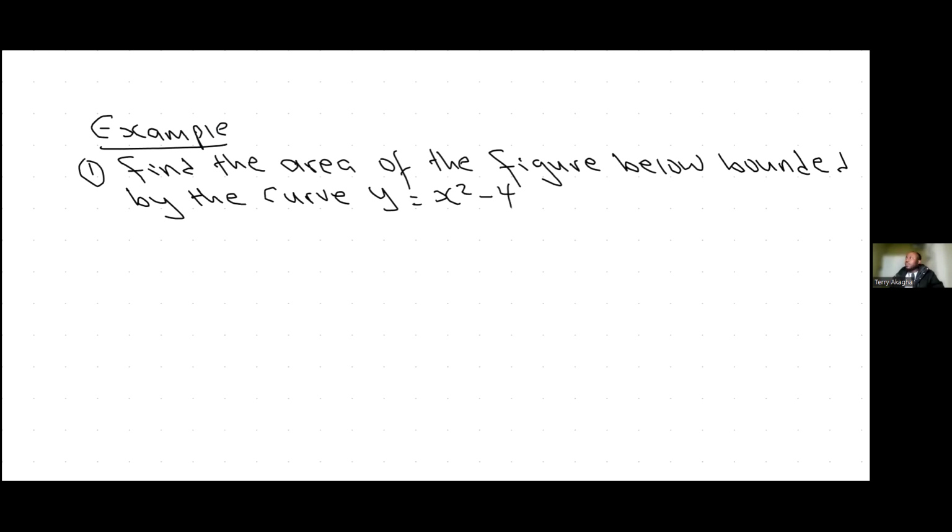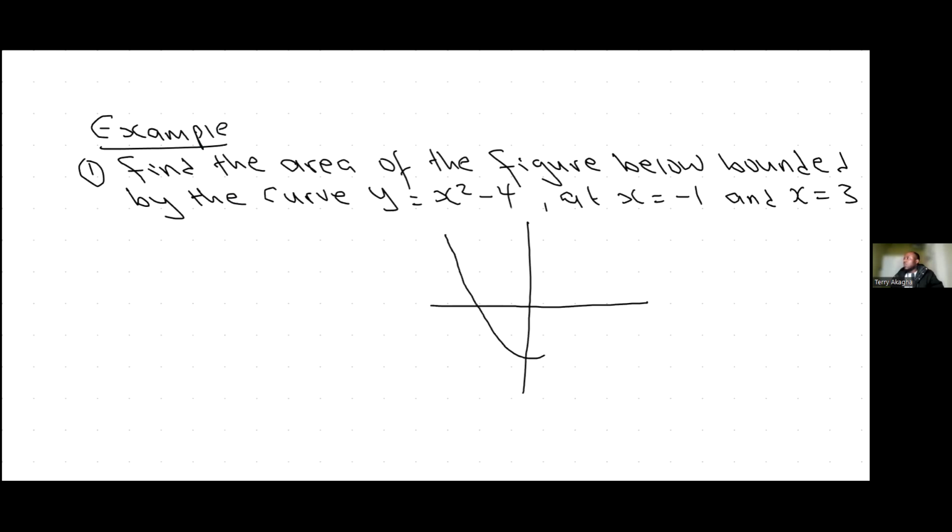At x is equal to minus 1 and x is equal to what? 3. And the figure that was given was this. So this was the figure. Was something like this. Something like this. So we're told that this is the figure, and we're looking for between minus 1 and 3.